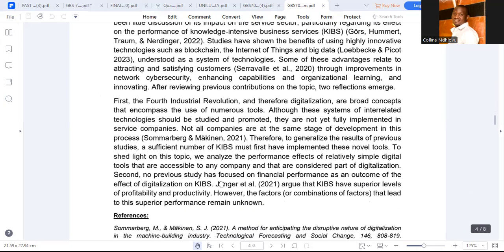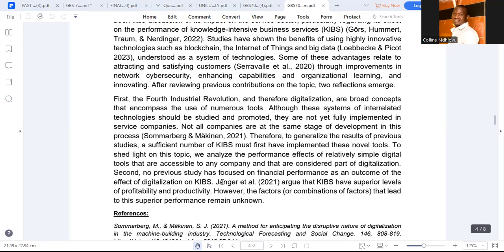Therefore, to shed light on the topic, we must analyze performance effects of relatively simple digital tools that are accessible to any company and are considered part of digitalization. Second, no previous study has focused on financial performance as an outcome of the effect of KIBS. Janja et al. argue that KIBS have superior levels of profitability, productivity. However, factors or combination of factors that have led to superior performance remain unknown.